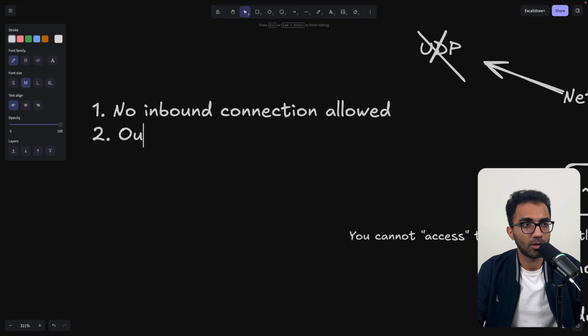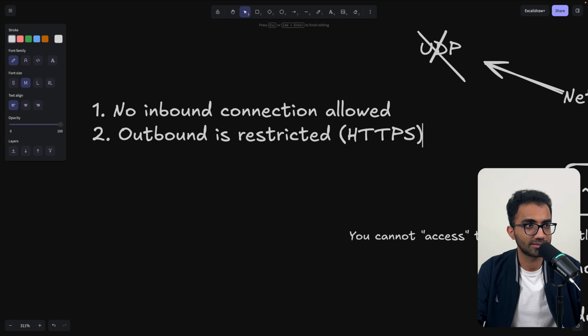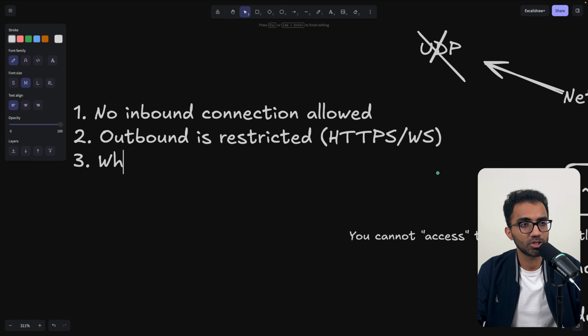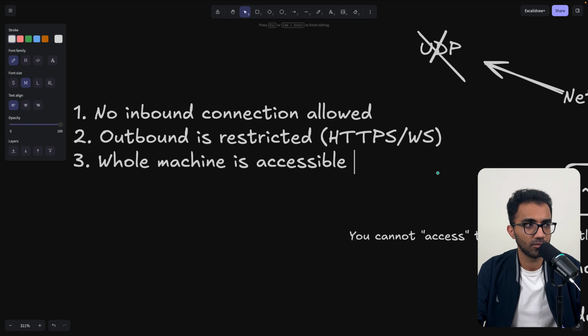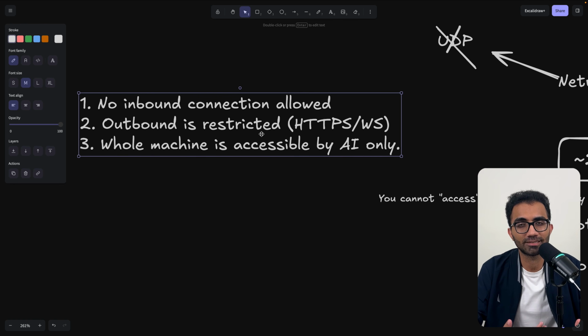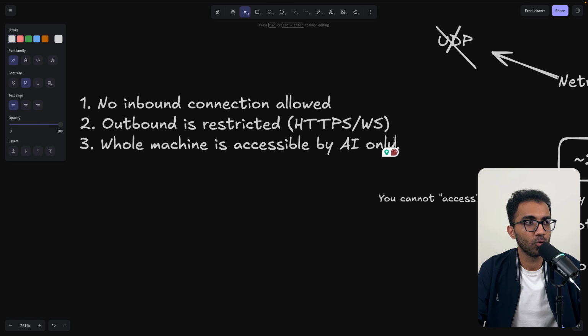Second is that even outbound is restricted only to HTTPS, and WebSockets is also allowed. Third is that the whole machine is accessible by AI only, right? Because obviously, if I upload the shell, I would be able to access the machine, right? Reverse shell. But even in order to do that, I have to go through AI.